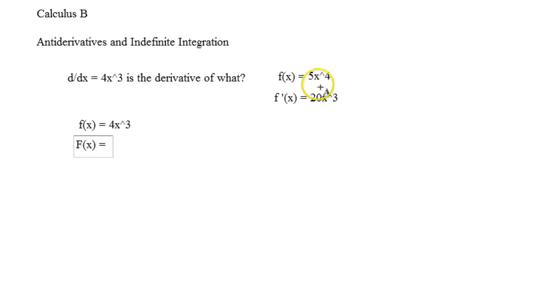Now if you notice, when I went from top to bottom, I multiplied by the 4 and I subtracted 1. So when we go backwards, I need to add 1 to the exponent and divide by the number that's there. In other words, instead of going this direction, I'm going to go this direction. I went down 1 exponent, so I'm going to go up 1 exponent, and instead of multiplying, I'm going to divide.